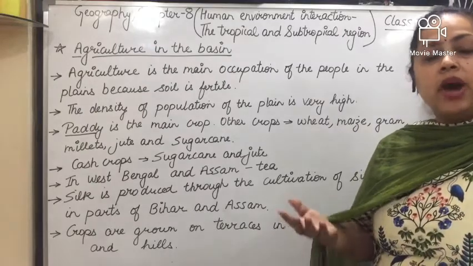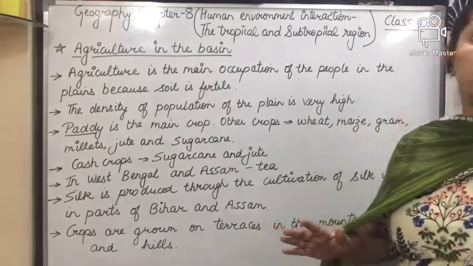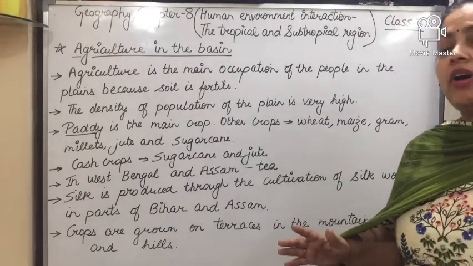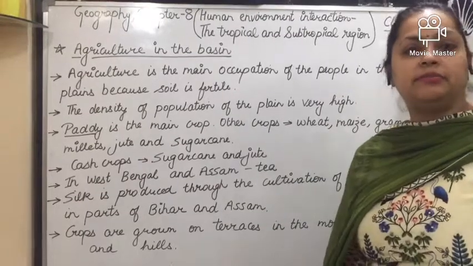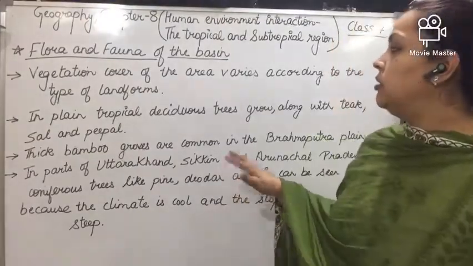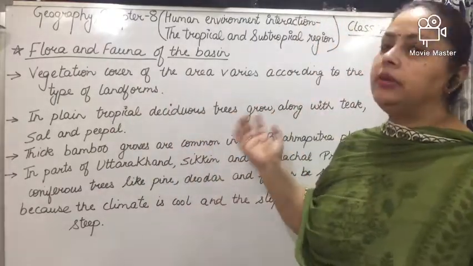Why is it so? Because the plain area is not over there. That is why they grow their crops on the terrace. Okay, now the next is flora and fauna of the basin.